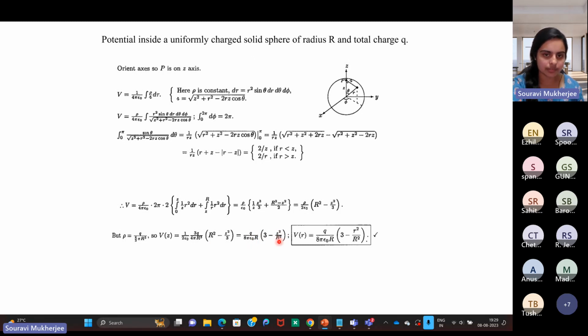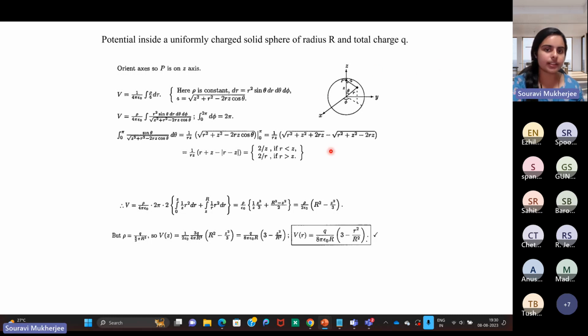Now what happens when Z is 0? When you are at the center of this solid sphere, you get V as 3Q by 8 pi epsilon naught R. That is your value of potential at the center of a solid sphere of total charge Q. Now, what happens when Z is equal to R, that is, when you are on the surface of this solid sphere? There this term becomes 1, and you get the potential as Q by 4 pi epsilon naught R.